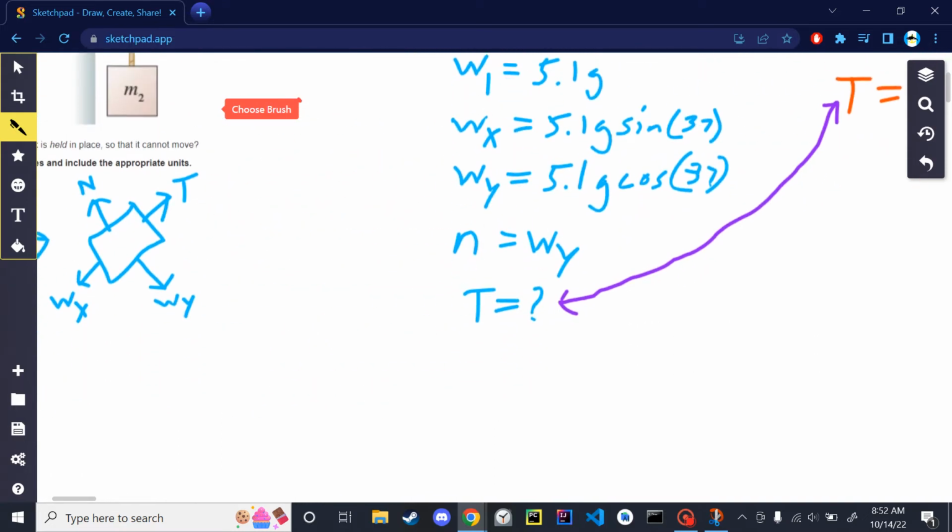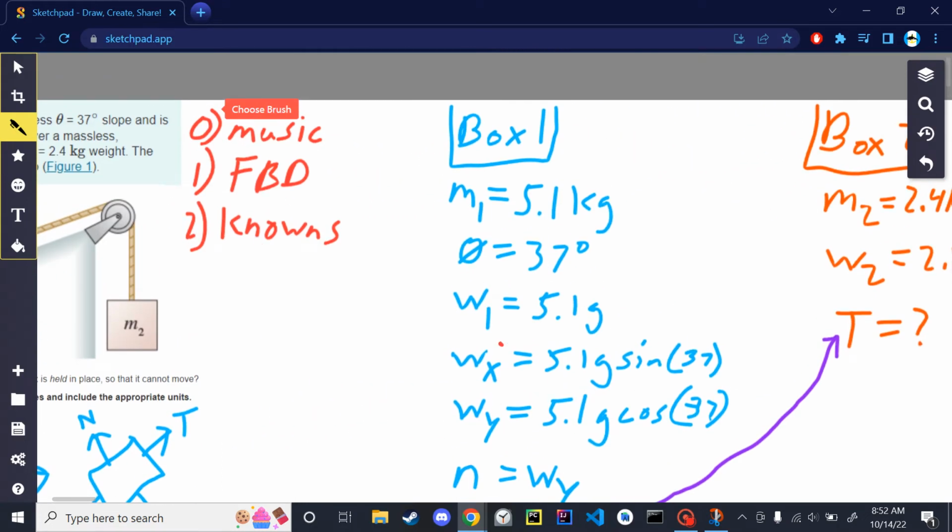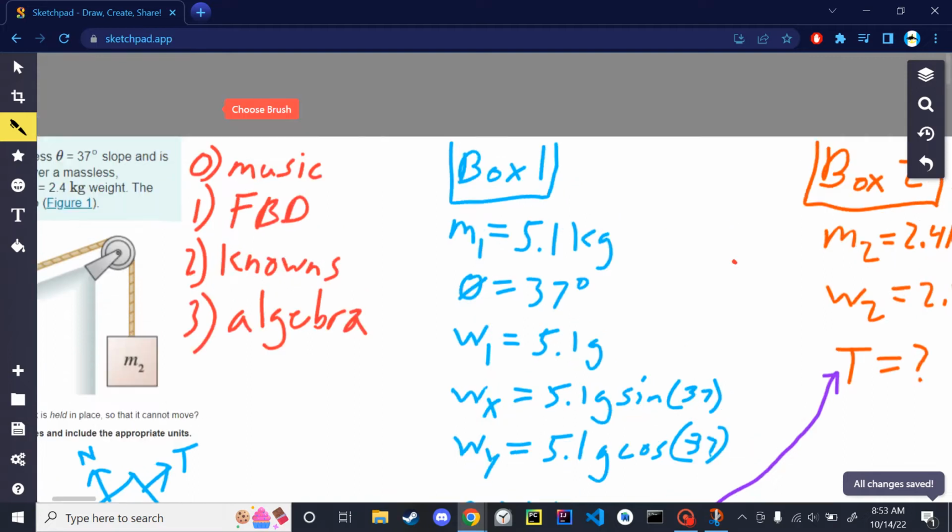All right, so now that we have the knowns, step 3 is relate everything and figure out what we're trying to find. So we know acceleration is 0 for both blocks, because both blocks are not moving, which means that the sum of all forces needs to equal 0. So we know the number we're trying to get to, so we're going to start doing some algebra. And we're going to be doing a lot of algebra.